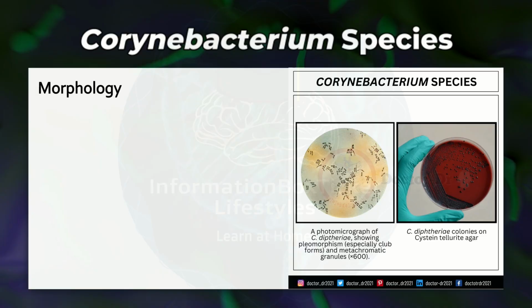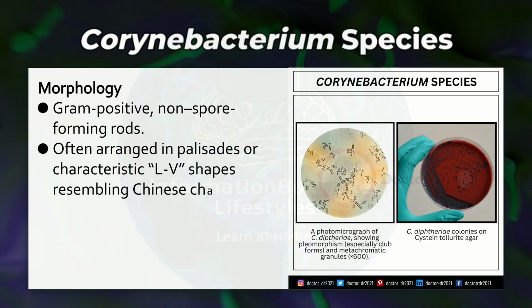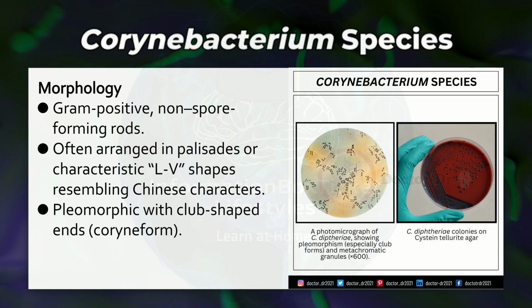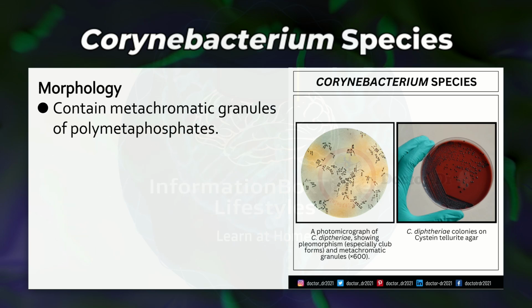Morphology. Gram-positive, non-spore-forming rods, often arranged in palisades or characteristic V shapes resembling Chinese characters. Pleomorphic with club-shaped ends, coryneform. Show beaded, irregular staining. Contain metachromatic granules of polymetaphosphates.